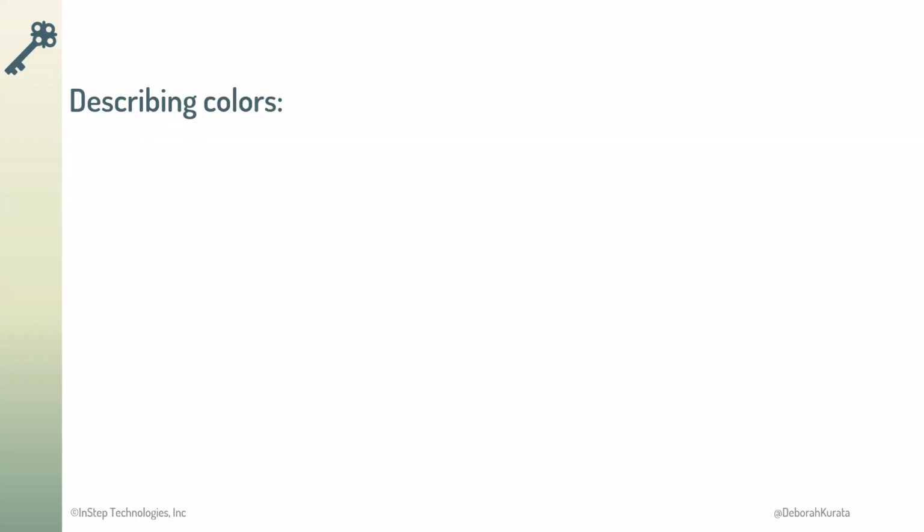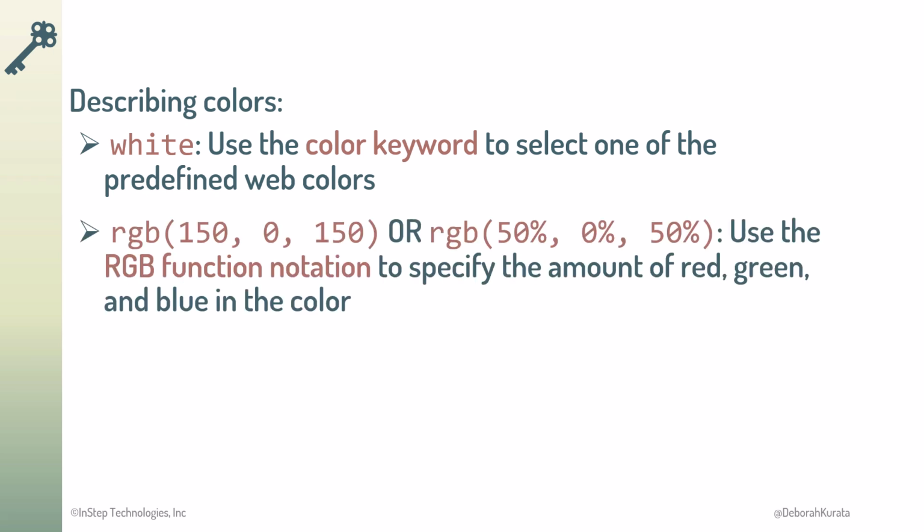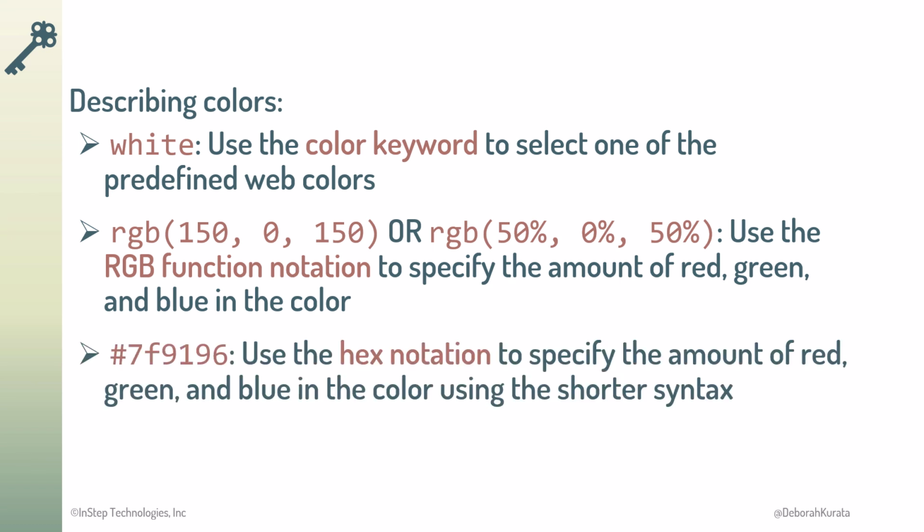So, to add color to our web pages, we have to describe the color to the browser. Use a color keyword to select one of the predefined web colors, or use the RGB function notation to specify the amount of red, green, and blue in the color. The function takes either a number from 0 to 255 or a percentage from 0 to 100%. Or we can use hex notation to specify the amount of red, green, and blue in the color using the shorter syntax. Now that we can color our text, how about changing the font?